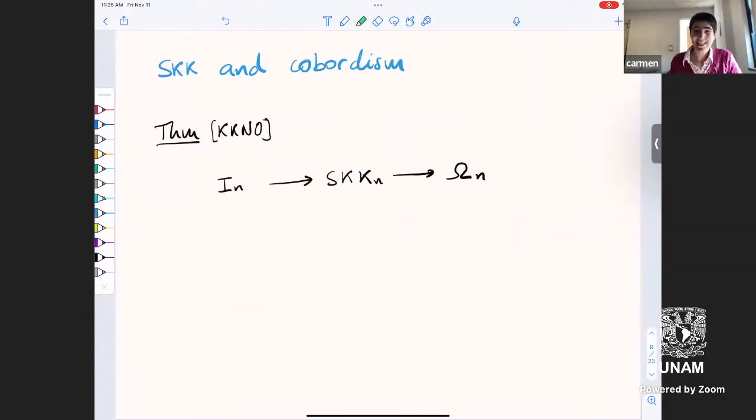Okay, so now how does the SKK group relate to cobordism? It does relate via a short exact sequence, unlike SK, which does not relate to cobordism in a direct way. SKK does. In fact, it surjects onto cobordism. So you take any manifold in your SKK group, and that will map to its cobordism class. We do have a kernel.